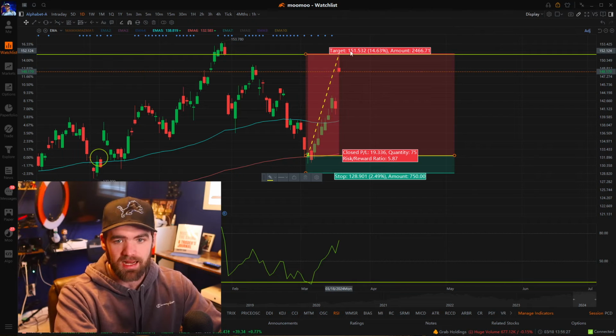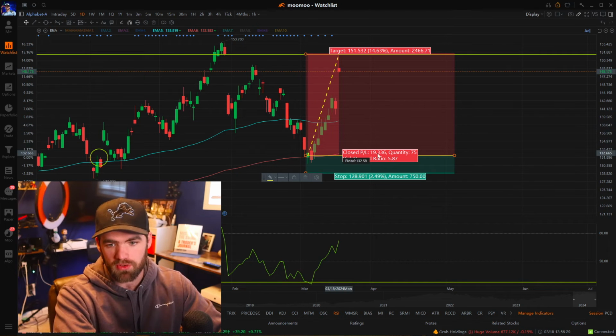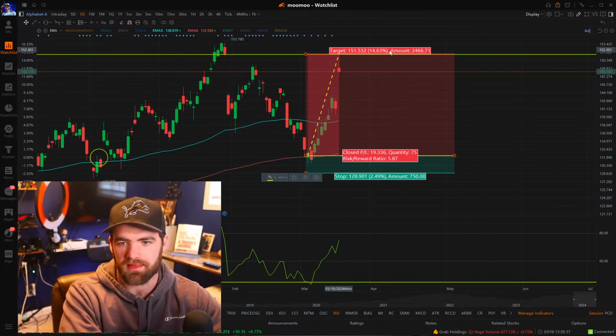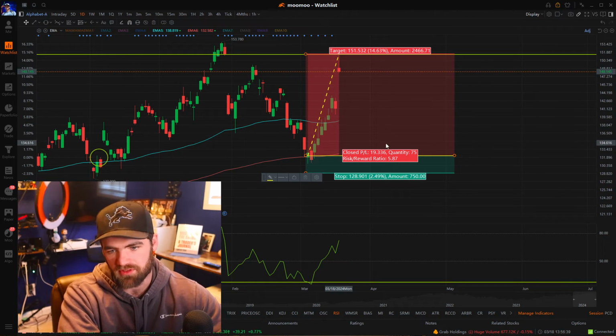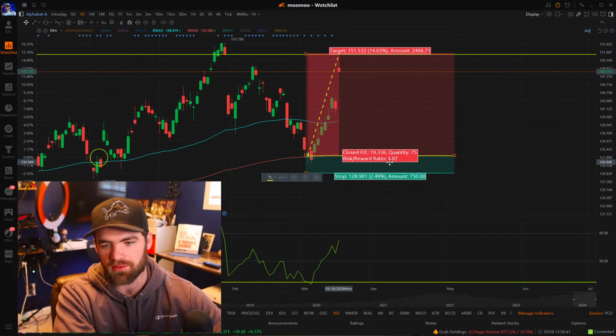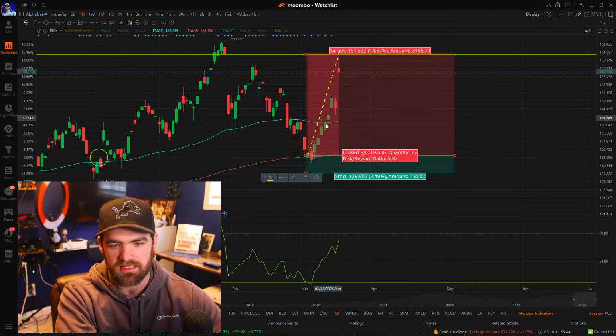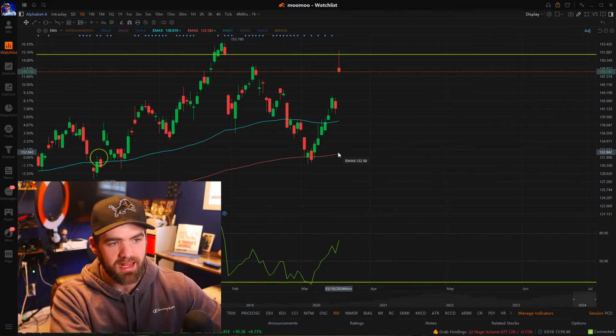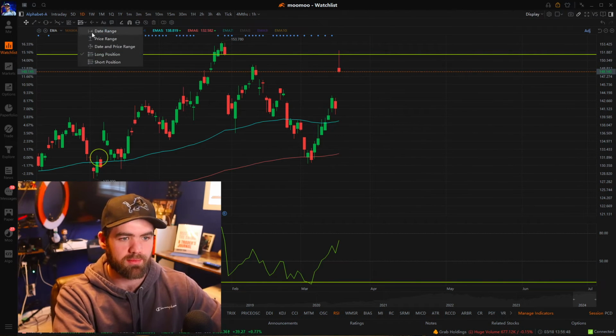So on top of that, it'll give you your target, your closed P&L, your risk and reward, and then your stop loss. So you're setting your stops at 2%, 2.5%, and then your target at 14%. So you're risking $1 to make $5.87. This tool is absolutely fantastic, and I really do recommend it.